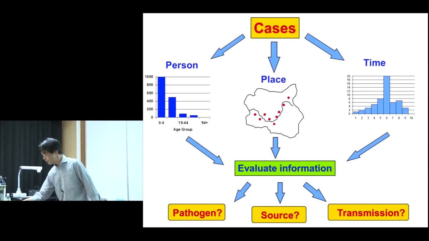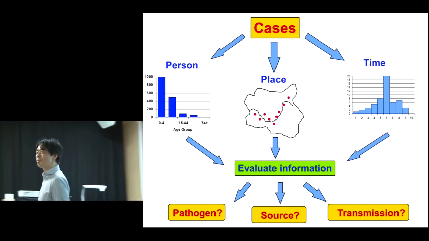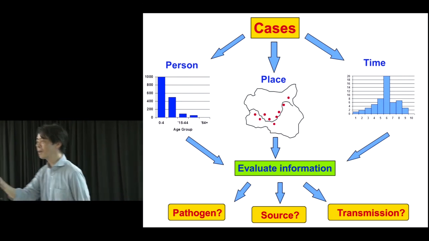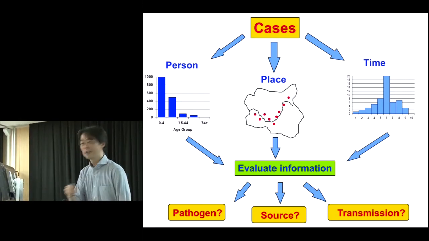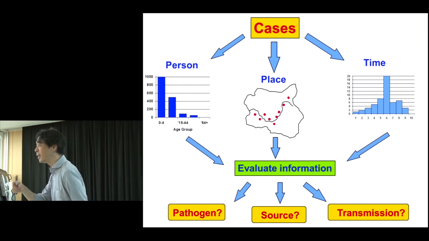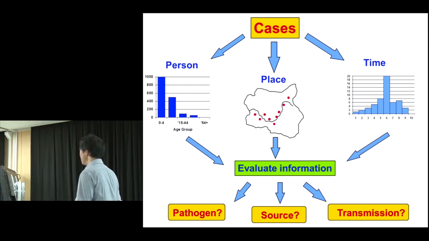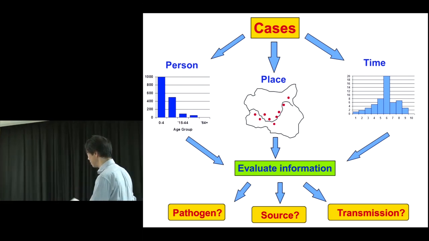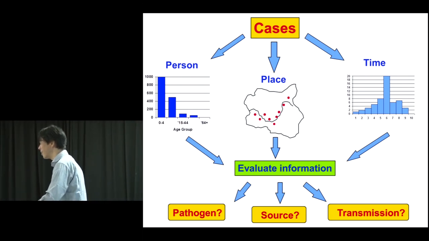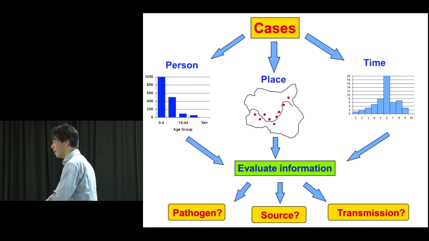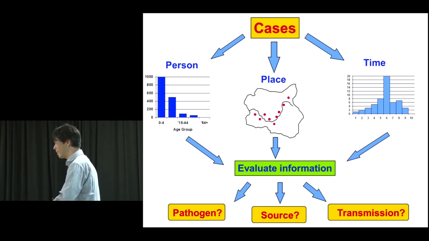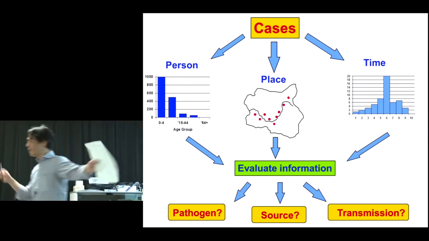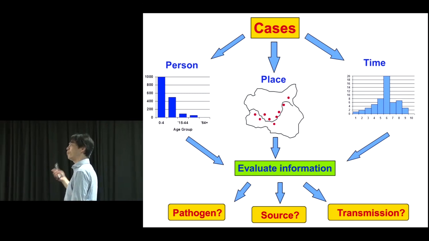So time, place, person. Of course, you learn time, place, person. Did you have some sort of practice about time, place, person, drawing an epidemic curve or calculating the male-female ratio? No? No practice, no training. Okay, so I'll give you some idea. Time, place, person. It's a very beautiful word.